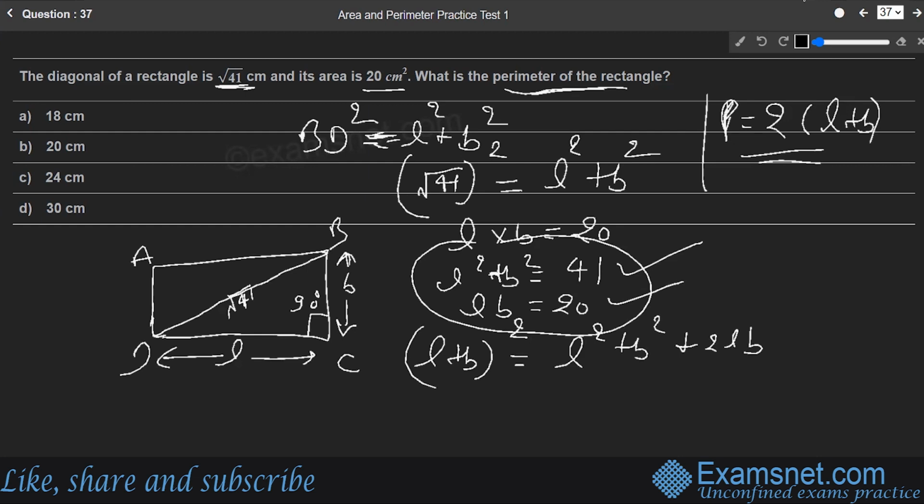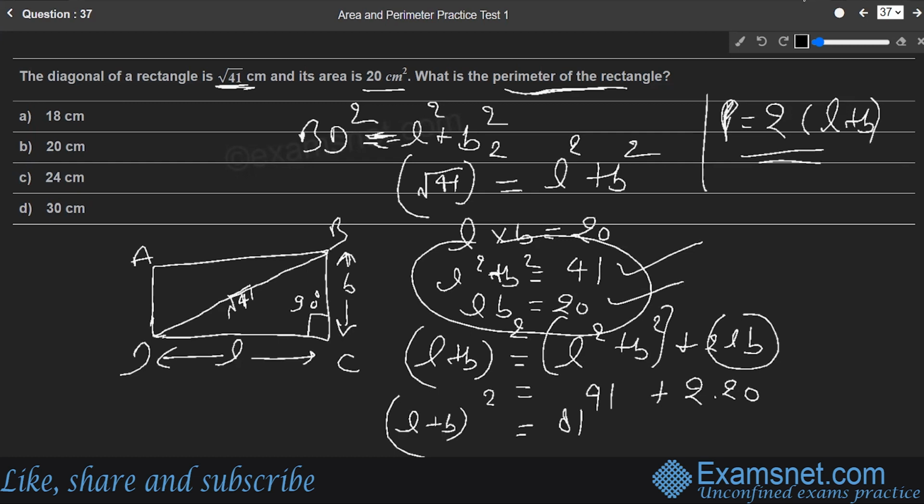And if we go by this, then obviously we have got L square plus B square with us. So let's put the value of that. That is 41, plus obviously we have got the value of LB also, so it's going to be 2 into 20. So L plus B whole square is coming out to be 41 plus 40, which is nothing but 81. That is what L plus B whole square is. So if L plus B whole square is 81, then we can say the L plus B value will be root 81, that is nothing but 9.